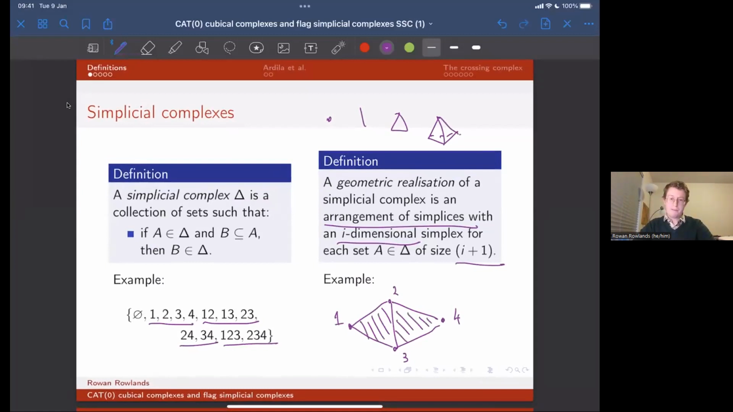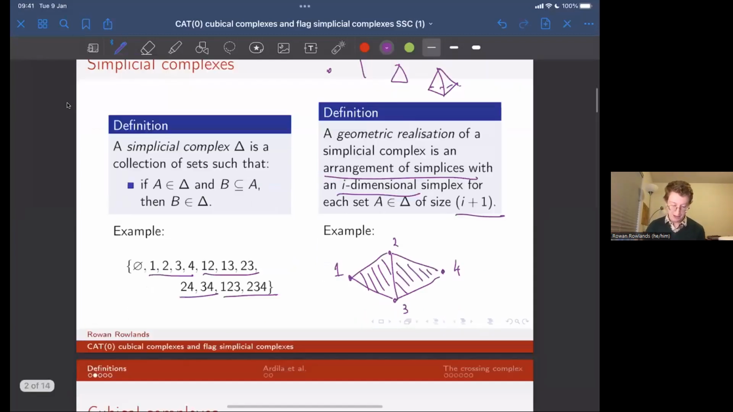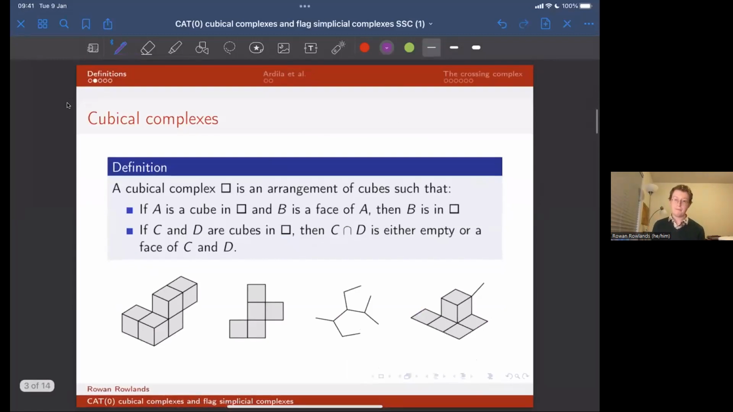Now, hopefully you can believe me when I say that these two different perspectives, this list of sets and this picture, capture the same information as each other. So we often think of this picture as being the simplicial complex. And actually, this perspective lets us talk about other kinds of complexes built of shapes that aren't necessarily simplices. So for example, we have cubical complexes.